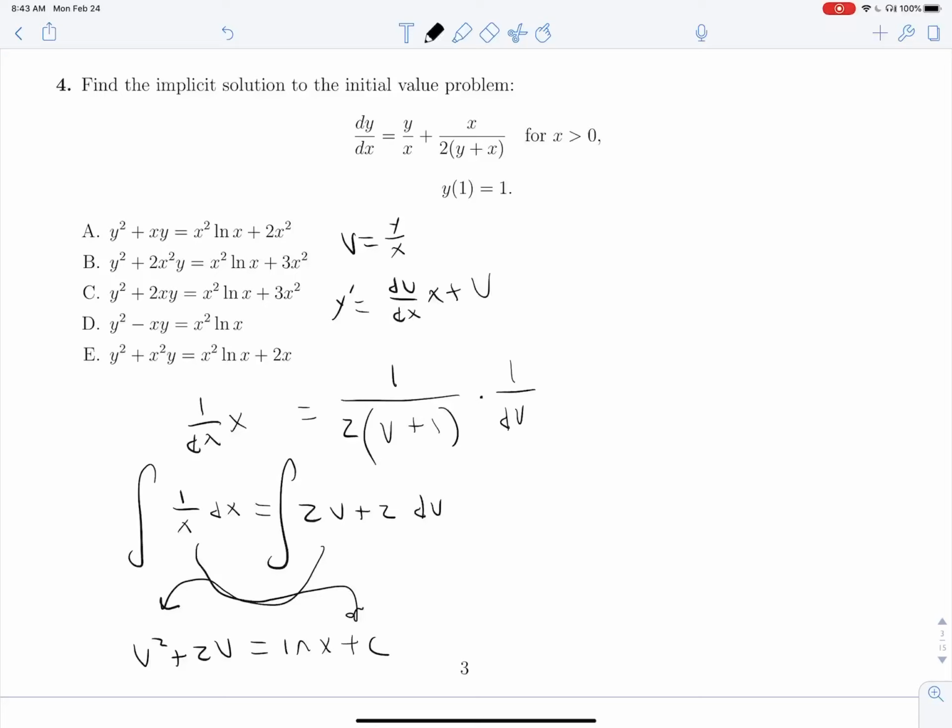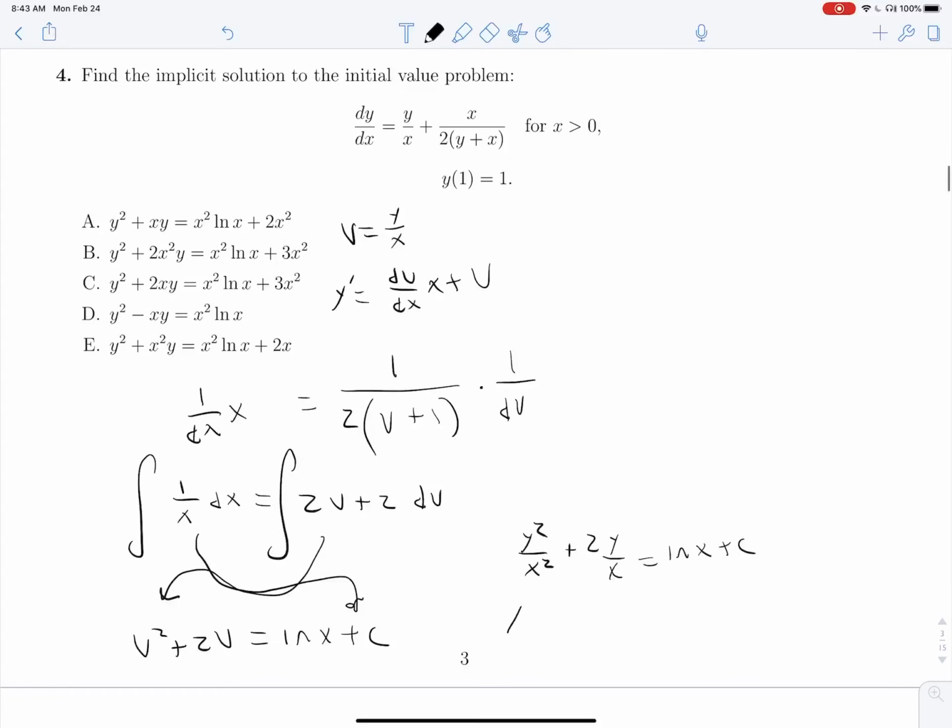We can replace our y's and x's. We will get y squared over x squared plus 2y over x is equal to ln x plus c. Let's multiply all terms by x squared. Y squared plus 2xy is equal to x squared ln x plus c. And if we apply our initial condition, we should be done, even though at this point we could choose this answer right here, because that's the only one that has the 2xy that we're expecting in our answer choice.